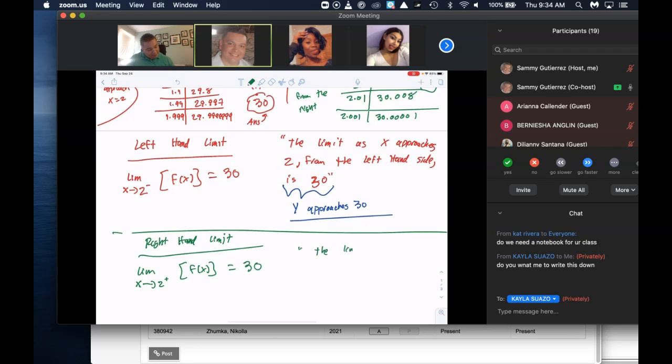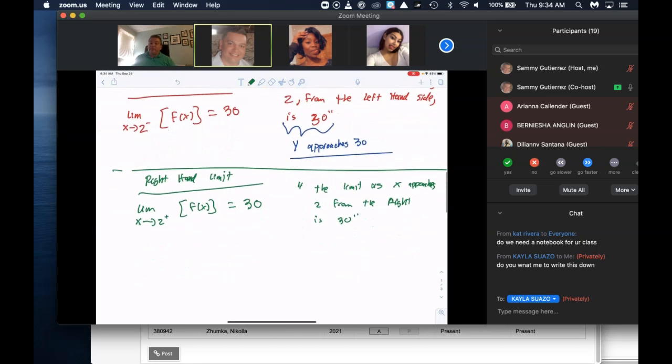The limit as x approaches 2 from the right is 30. And notice I didn't say right-hand side that second time. I just said from the right, which means the same idea. So that's what we mean by one-sided limits.